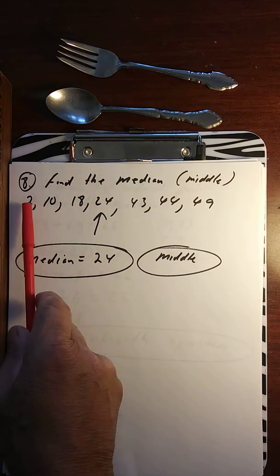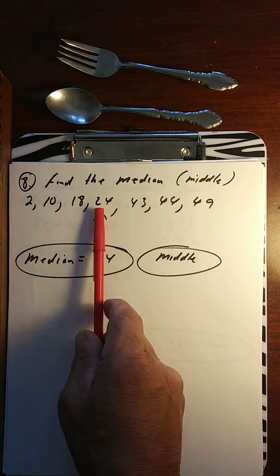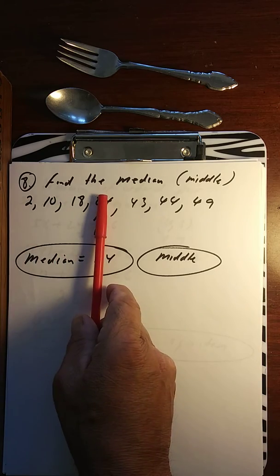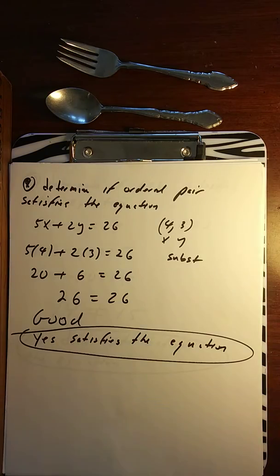Find the median. Are they in the right order from lowest to highest? Yes. So the median is just the middle. So the middle is going to be right there. 3 there, 3 there, that one right there. So 24 is the median or the middle.